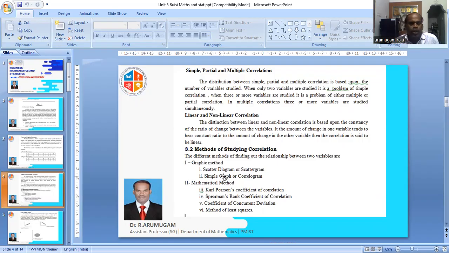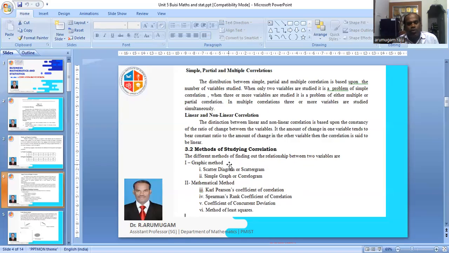Here we have one more type, that is total correlation. Total correlation is nothing but all the facts are taken into account. The next one is linear and nonlinear. Suppose you plot x and y on graph sheet. If you get a straight line, the given correlation is said to be linear, otherwise it is nonlinear correlation. Okay, next we have the methods of studying correlation.